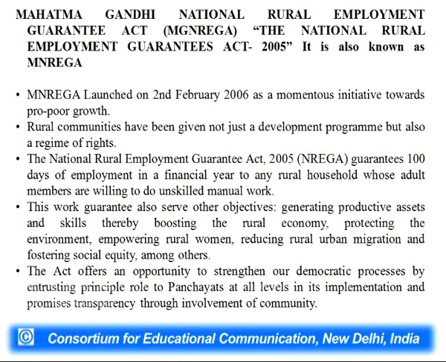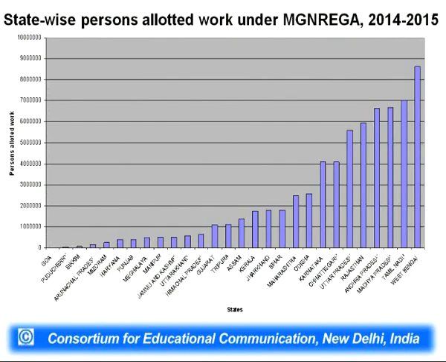The Act offers an opportunity to strengthen our democratic process by entrusting the principal role to panchayats at all levels in its implementation. So, panchayats become very important. Through this diagram, I would like to present the state-wise percent allotted work under MGNREGA. Now you can see that during 2014-15, West Bengal got the highest share of persons allotted work, followed by Tamil Nadu, Madhya Pradesh, Andhra Pradesh, Rajasthan.